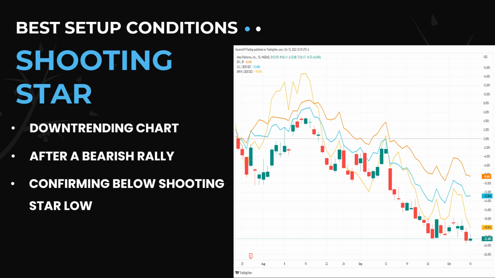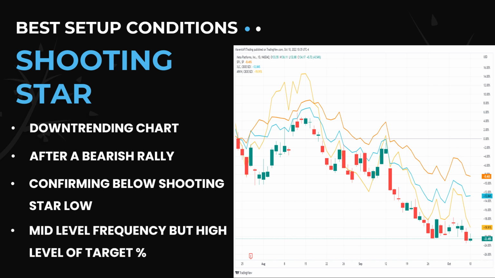Remember, with the continuation pattern, if the stock continues higher and we don't see price action get below the shooting star low, it never confirmed. We can let this thing move and kind of just let it go. Mid-level frequency, but high level of target percentage. Yes, the percentage is short, it's small, it's sweet, because the candlestick pattern itself is, but 84% of the time it can meet that. So if we're just looking for a little bit of a hiccup or confirmation to a rollover, this is a pretty decent little trade.